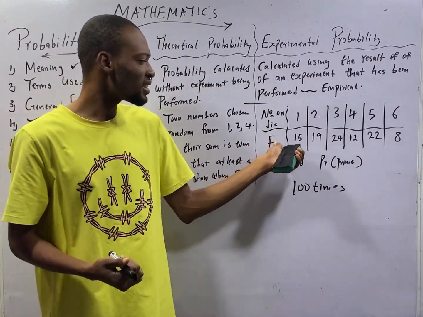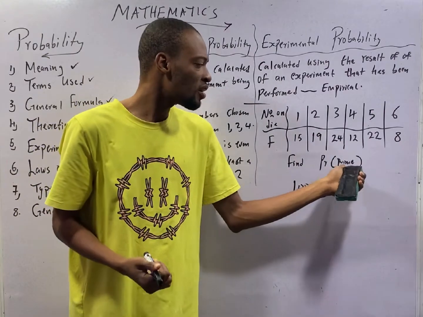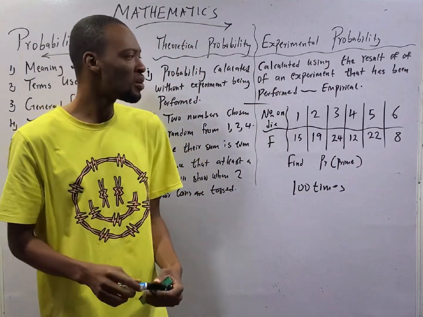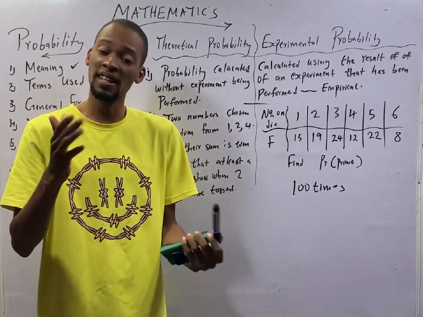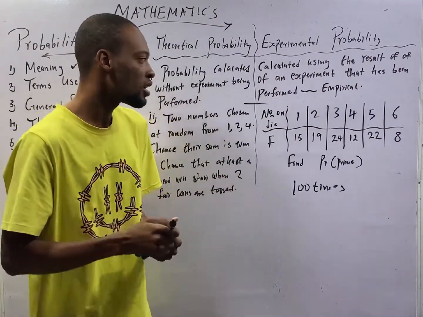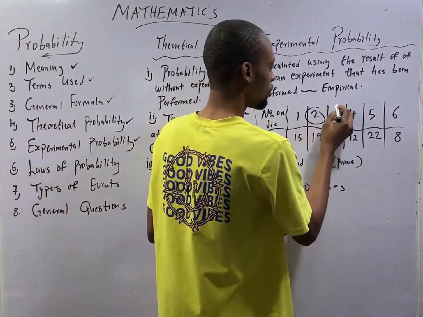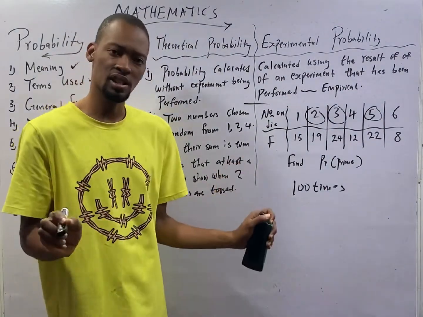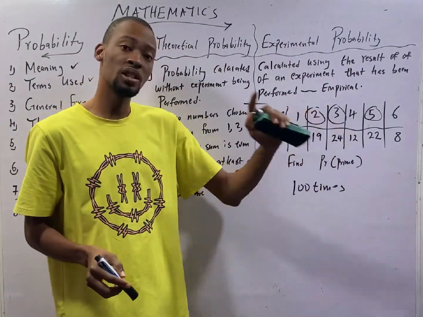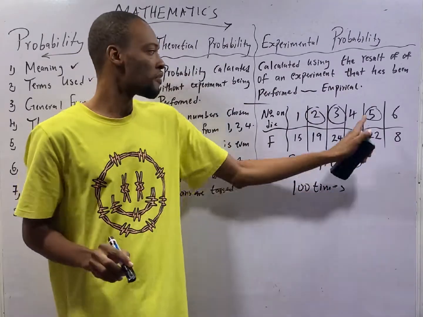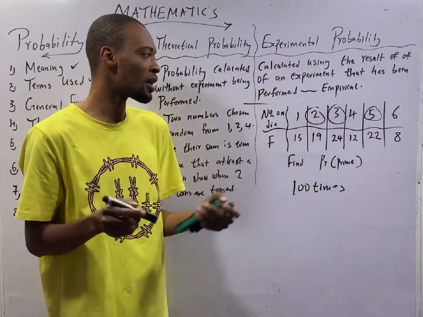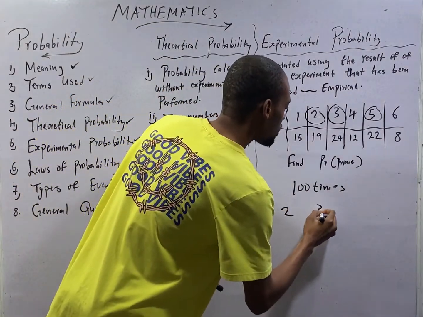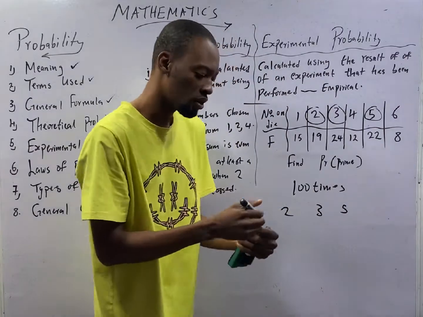In questions like this, they can say, find the probability of getting a prime number. Prime numbers are numbers that have 2 factors. They can only be divided by themselves and 1. Examples are 2, 3, and 5. 2 has only 2 factors, 1 and itself. 3 has only 2 factors, 1 and 3. 5 has only 2 factors, 1 and 5. These are prime numbers. So what is the chance of getting 2, 3, and 5, which are prime numbers?